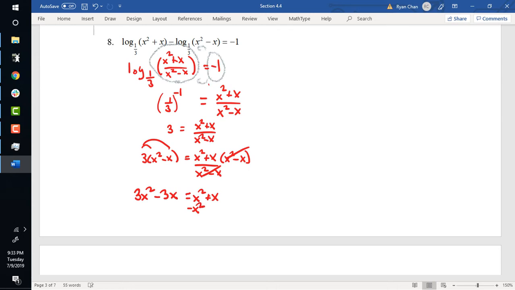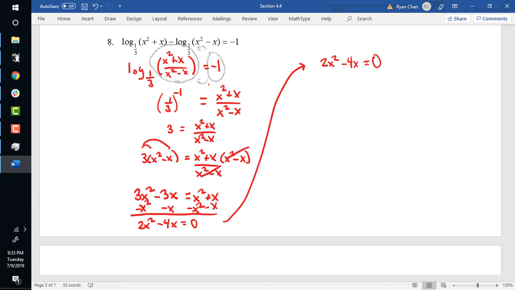I'm going to subtract x squared and subtract x. So I have 2x squared minus 4x is equal to 0. So the nice thing for us is this one we don't have to do quadratic formula. We can just factor it. So I can pull out 2x. And I set both of them equal to 0, so I have x is equal to 0, and I have x is equal to 2.